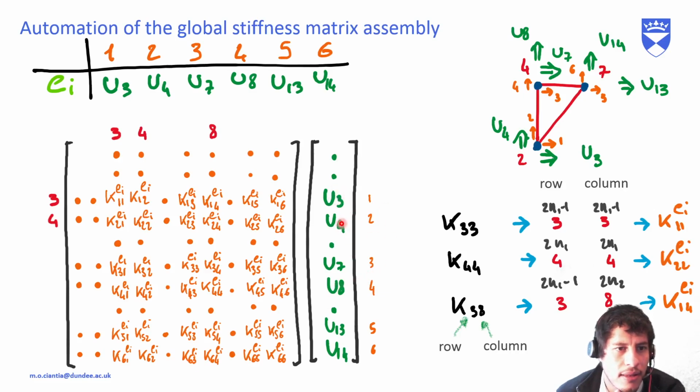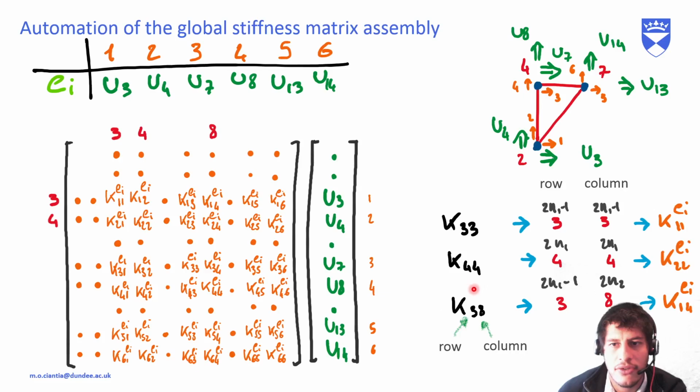Okay, 3, 8, and then we just look here and then we know that it's 1, 4. Okay, K33 was 3, 3. It's in 3, 3, and it's 2 times 1, so K1, 1, etc. So this is how we do this automatically.